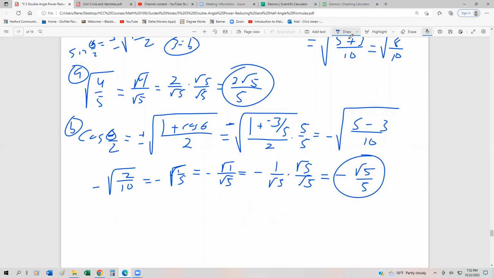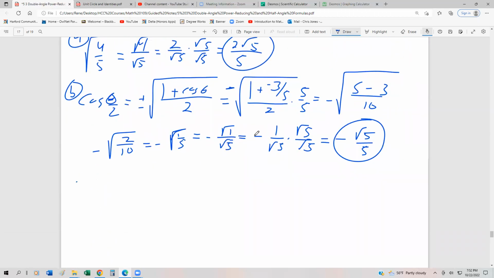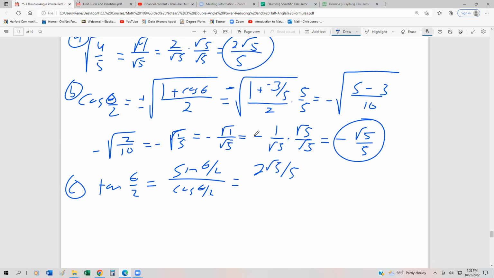And then finally, we can figure out the tangent just by dividing those two. The tangent of theta over 2 we could just write as sine of theta over 2 divided by cos of theta over 2. That's going to be 2 root 5 over 5 divided by negative root 5 over 5. Now we can multiply by the reciprocal. So 2 root 5 over 5 times negative 5 over root 5. The 5's cancel out, the root 5's cancel out, and we're left with just -2.